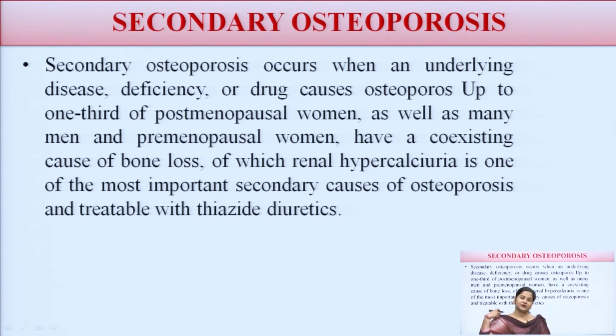If we talk about a female patient, at the time of menopause, post-menopause or pre-menopause, in that condition there is an excess loss of calcium through the urine. So, that is why the bone density becomes low, right. So, why is this called secondary? Just because of post and pre menopause.